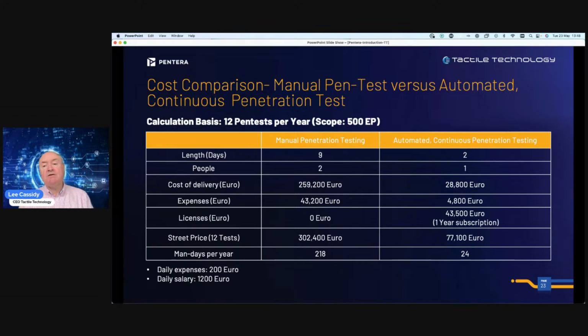If you look at it using an automated platform like Pentera, you're looking at reducing that down significantly. So you're looking at one person doing it over 2 days. So a massive reduction in time, but also cost to do it.